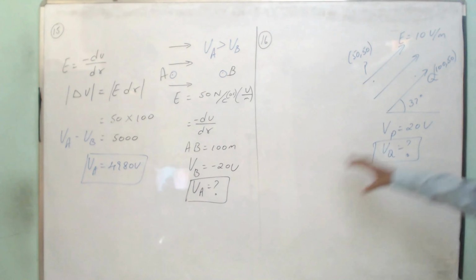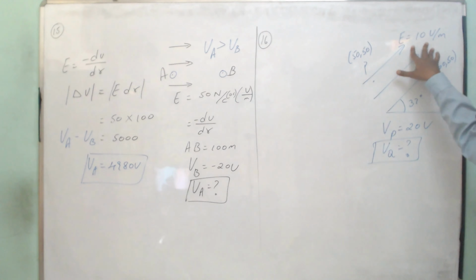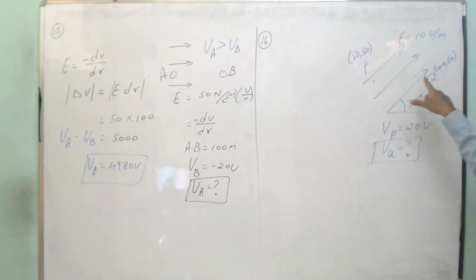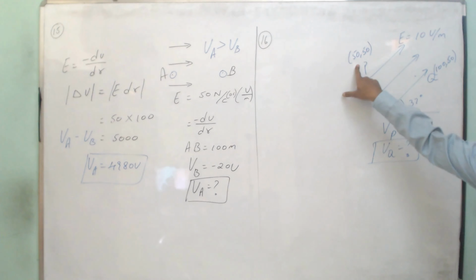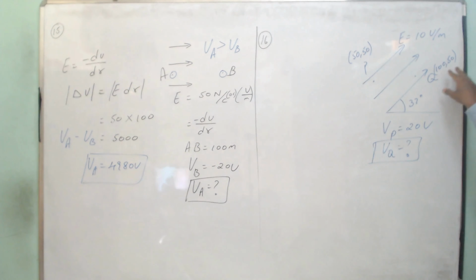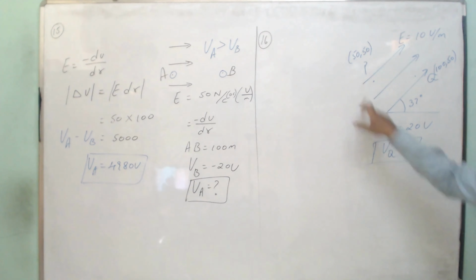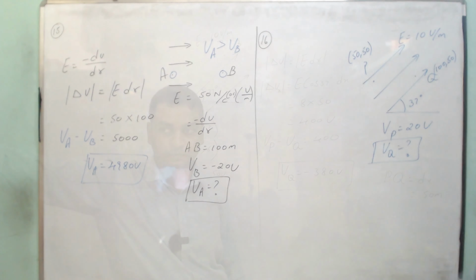I'll repeat this question. Electric field is 10 volt per meter at an angle 37 degree with the horizontal. There are 2 points P and Q. The coordinate of point P is 50, 50. Coordinate of point Q is 100, 50. If potential at point P is 20 volts, find the potential at point Q.